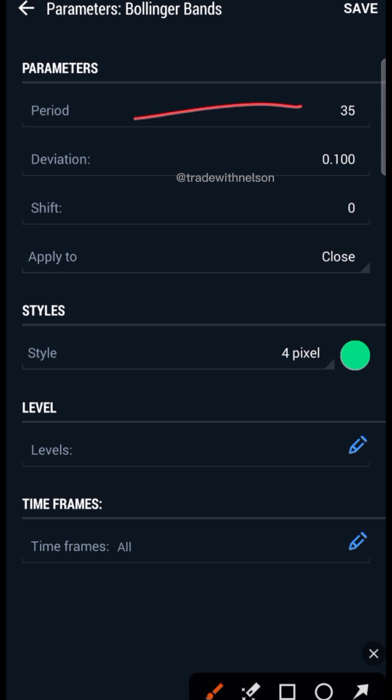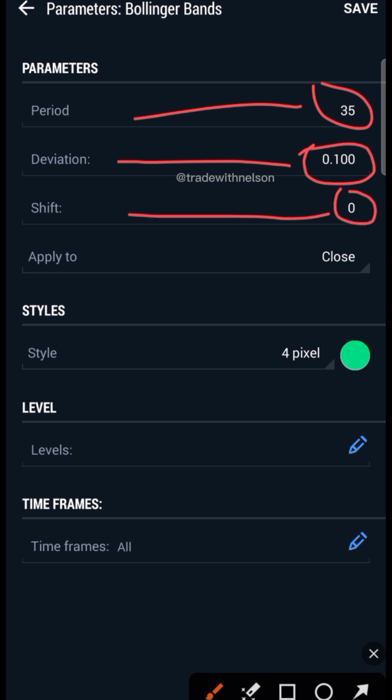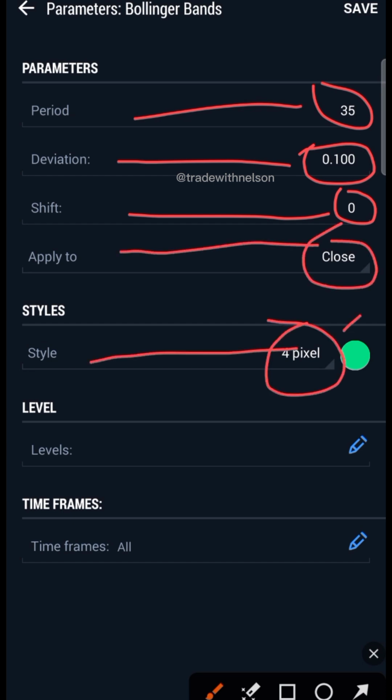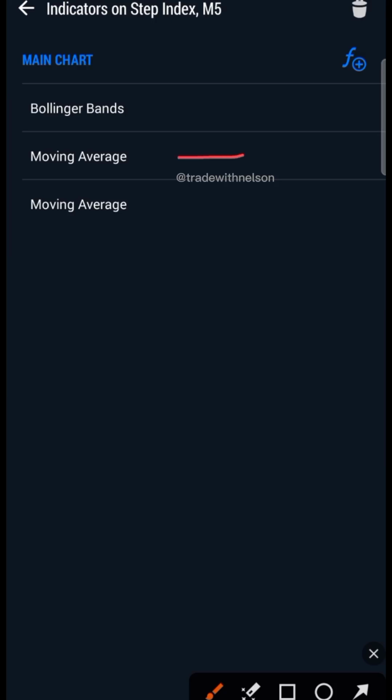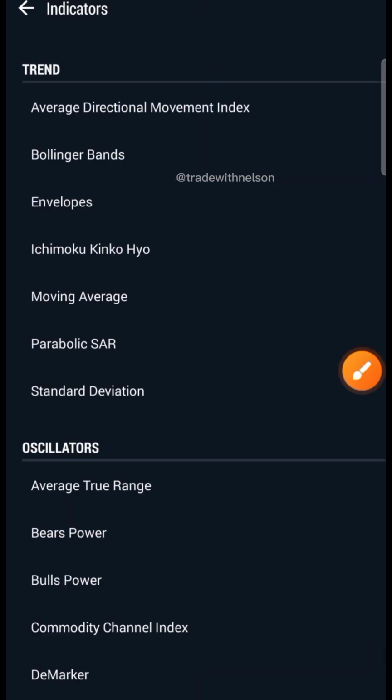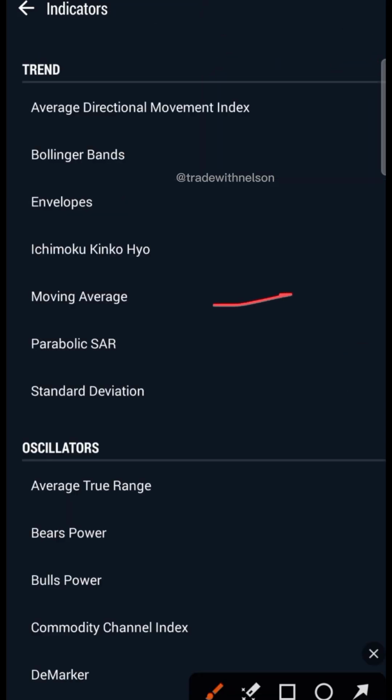You make your period 35, you make your deviation 0.100, you make your shift 0, apply to close, style 4 pixels, select a color of your choice and click on save. To select the second and third moving averages, you go to your F icon on the main chart again, then you click on this moving average.